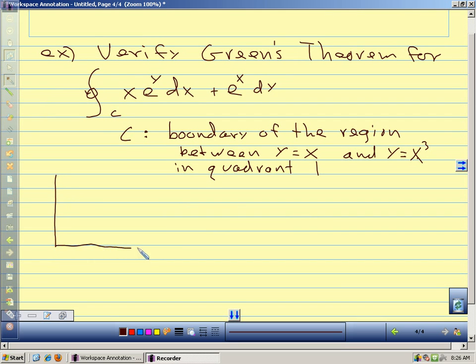So here's our first quadrant. Here's y equals x, and y equals x to the third does something like this. So our region is this. I'm going to call this C1 and this C2. So we're evaluating our line integral around that boundary. That would be our line integral. So to do our line integral, we need to break it into two pieces. So along C1, I'm going to let x be the parameter. So we need to parameterize our curve.